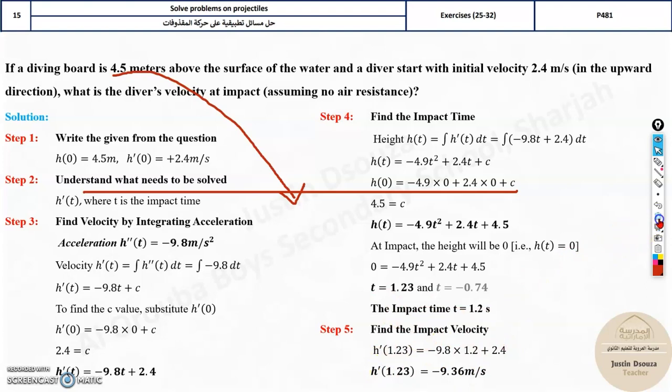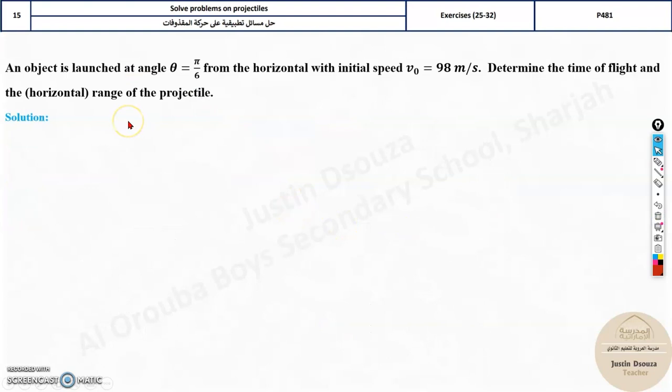Now let's see one more problem. It's similar. You need to solve it by yourselves. Solve more and more problems, you'll be thorough with this. Over here there is an object which is launched at an angle pi by 6 from the horizontal with initial speed v0 equals 98 meters per second. We need to determine the time of flight and the range of the projectile.